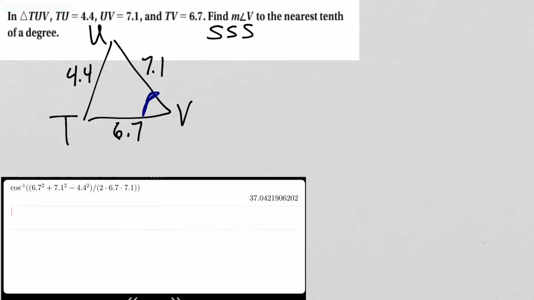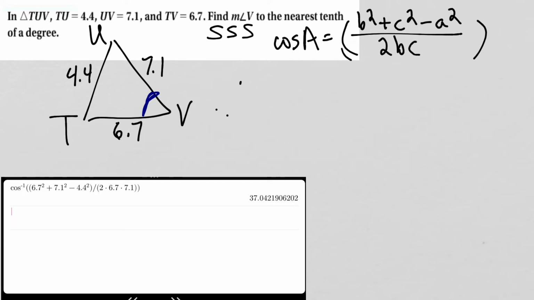So let's write down the equation for SSS for finding an angle. Okay, so since I am looking for angle V, if you take a look in the formula, it's labeled as A. So that's going to be cosine V. Now, also, where is there A in the formula? Right over here at the end. And that's little a, so that's the side. So most important in this formula for finding an angle is that you actually put the side of the angle that you're looking for as that minus a squared.